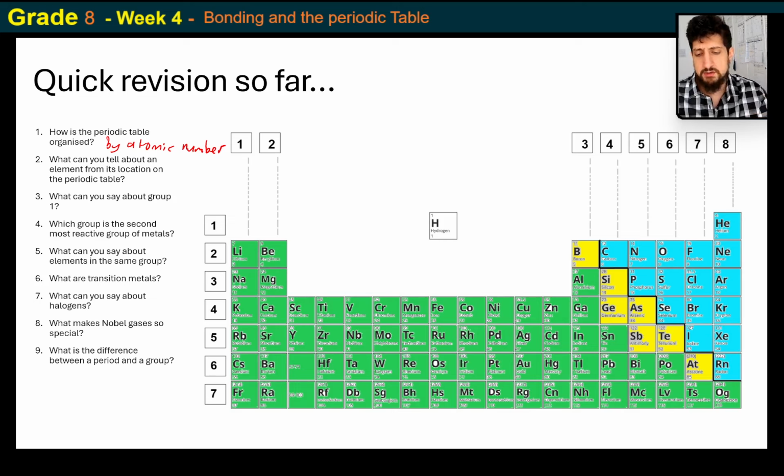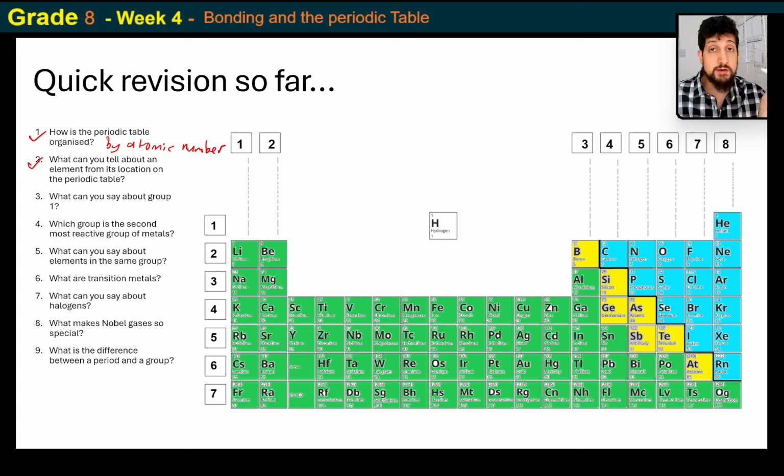What about magnesium? So you can tell me, oh, magnesium is a little bit reactive as well because it's in group 2, and those are reactive as well. Those are alkaline earth metals, and they're quite reactive. Right. Let's have a look. So we've done 1 and 2. What can you say about group 1?